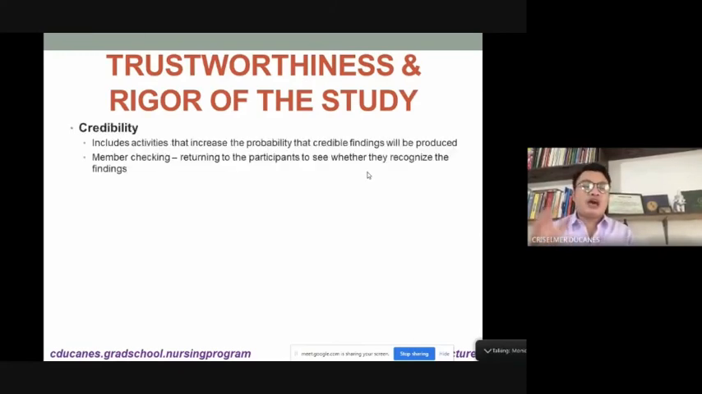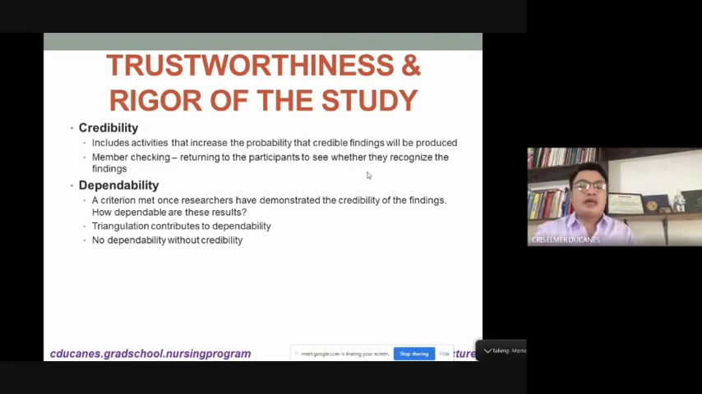Okay, first we have here credibility. It includes activities that increase the probability that credible findings will be produced. And member checking technique, returning to the participants to see whether they recognize the findings. So one way to make sure that your study is credible is by way of member checking technique. As I have said, once the study findings are derived, you go back to your participants. You let them see your findings, then you ask them if it really reflects their own experiences. Okay? That makes your study credible.